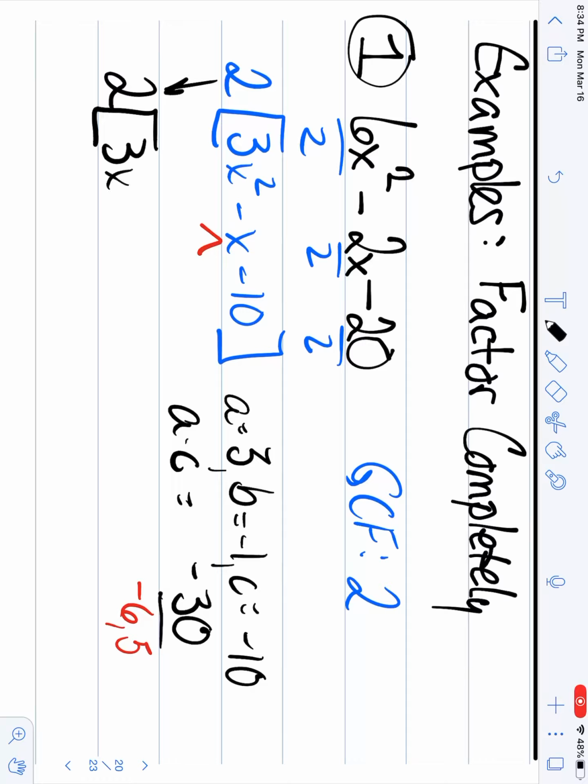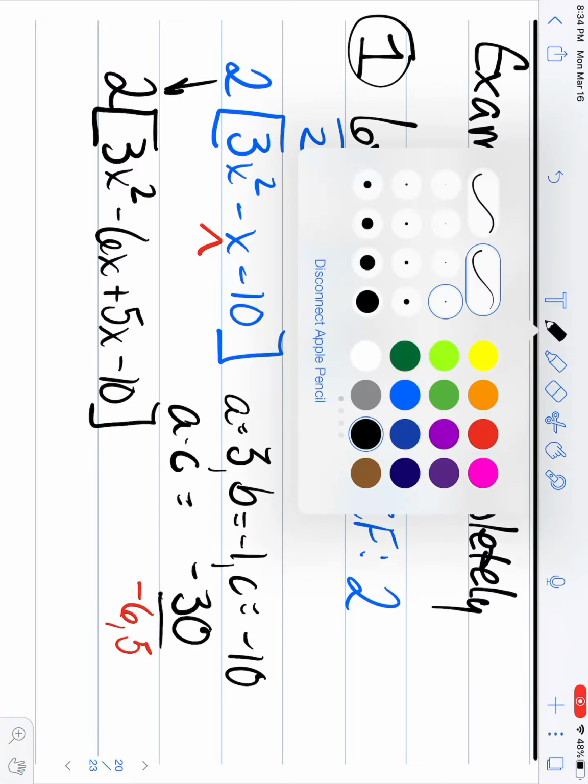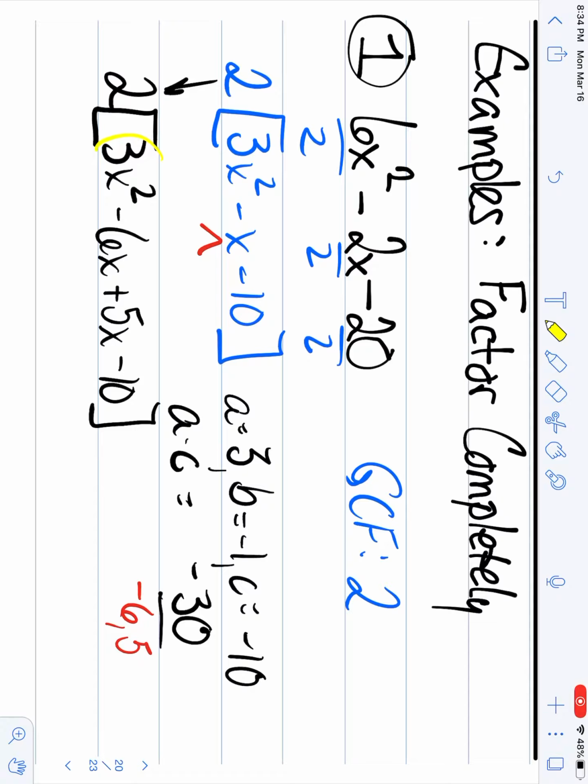So we're going to go ahead now and do 3x squared, split the middle term, minus 6x plus 5x, minus 10. Let's do purple again to keep it consistent. So there's our grouping. Bring down your 2.